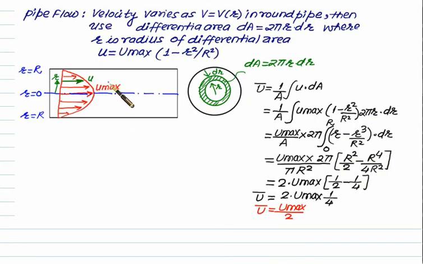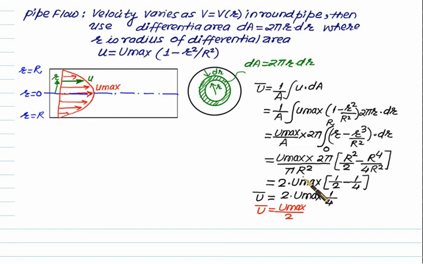Here I demonstrate how to calculate the average velocity in pipe flow, where the velocity u is a function of r. At any radius r, the velocity is given as u max into 1 minus r square divided by capital R square, where u max is the center line velocity at r equal to 0. Using this definition of u, we consider an elemental ring of area 2 pi r dr, and use the definition 1 by A integral of u dA. So we have 1 by A, with u replaced by u max into 1 minus r square by capital R square, multiplied by the area 2 pi r dr, with limits from 0 to capital R.